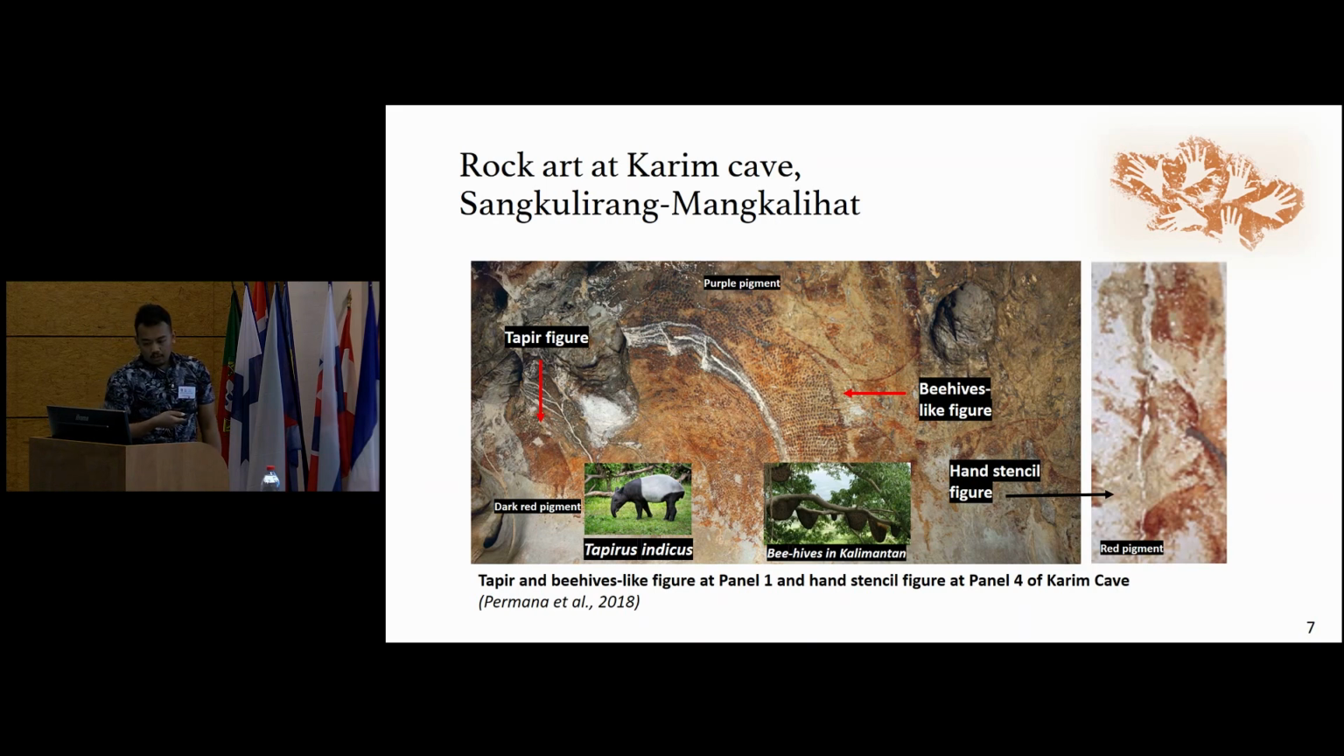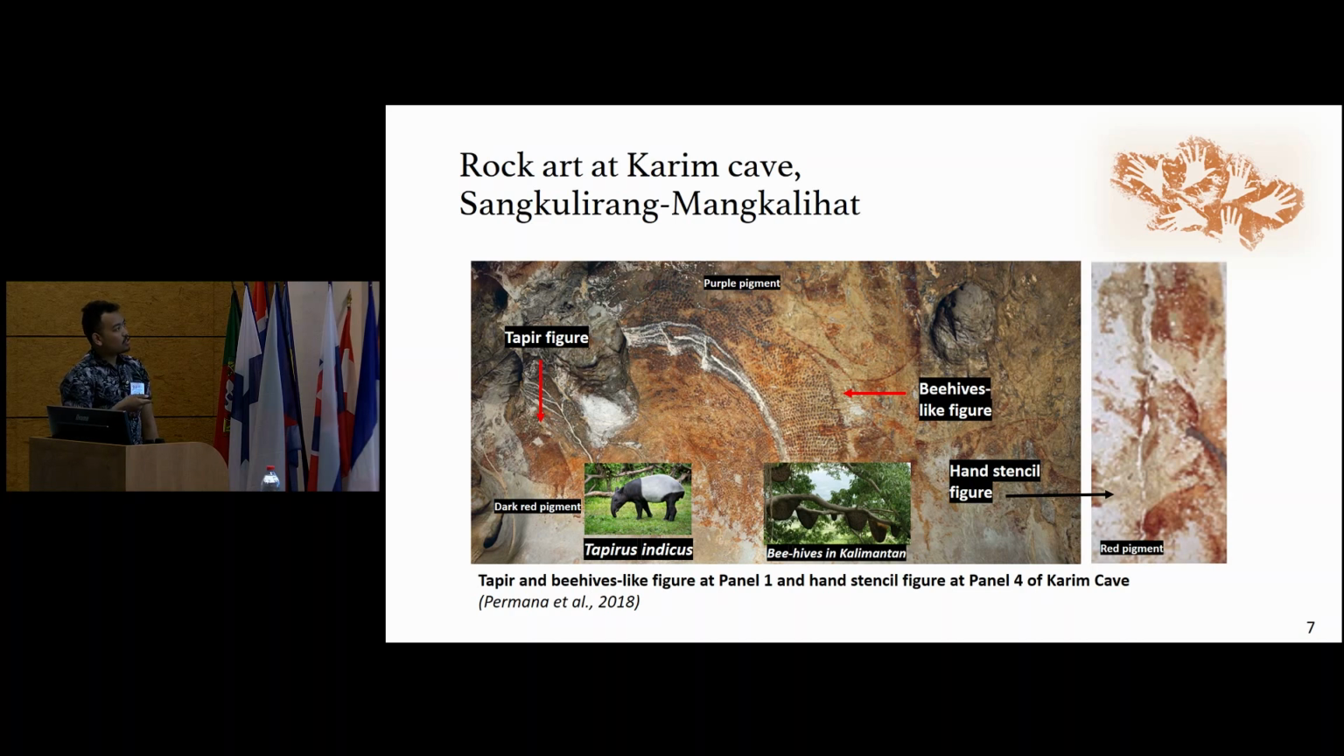One of the rock art caves in Sangkulirang Mangkalihat is Karmin cave. The Karmin cave contains a very unique figurative. This one is a figure maybe quite similar to the Tapirus indicus species, the Malayan tapir, which went extinct in the region 6,000 years before present. This one is painted with dark red pigment, and this one is the beehive-like figures, which is very similar to the beehive tree in Kalimantan.